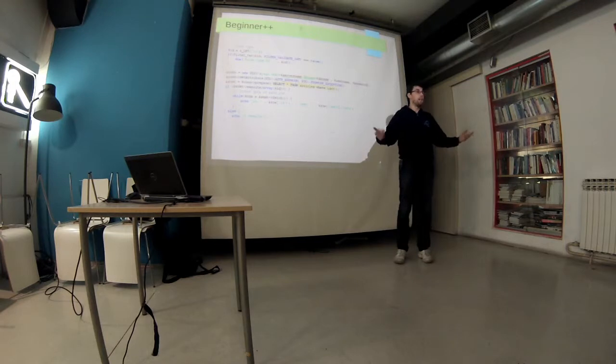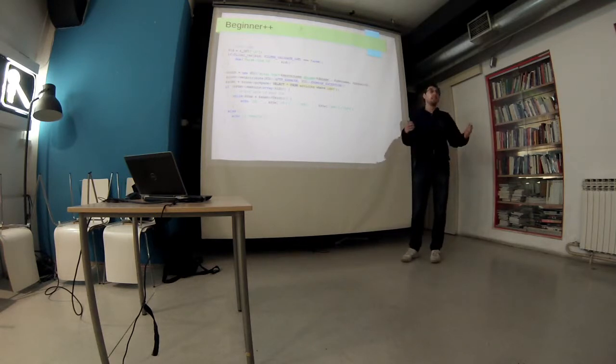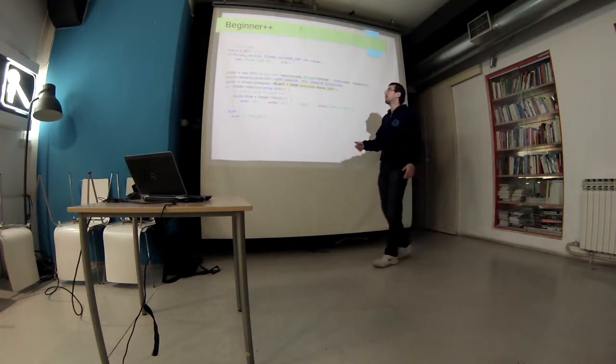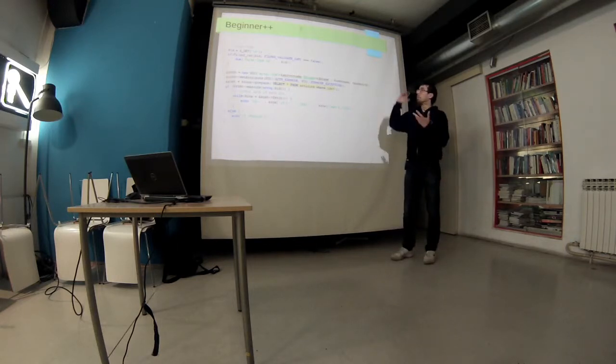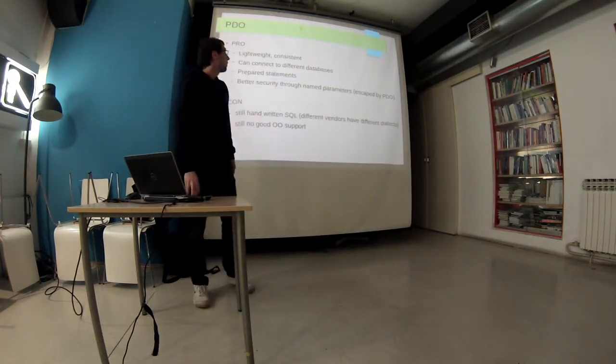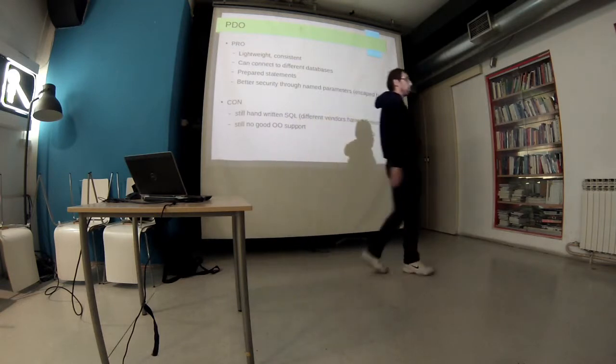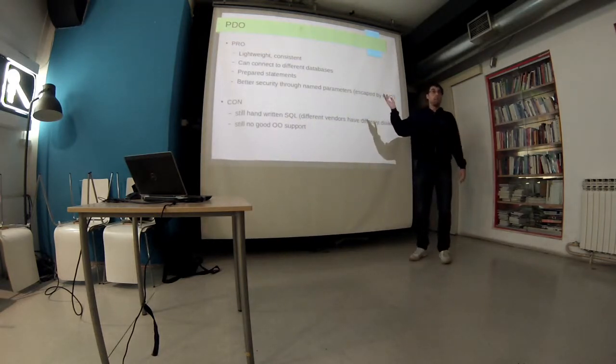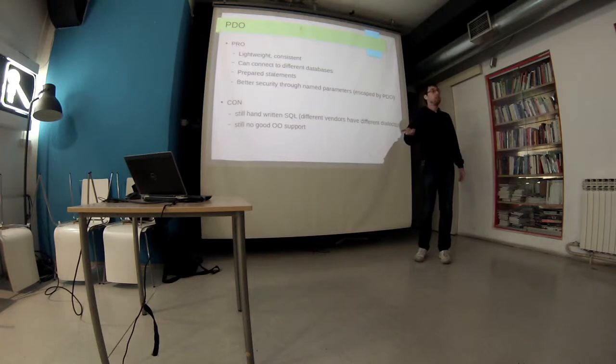It's a much nicer way to do the queries, and it had some pros, at least more than the standard native calls. I won't go into code. This is just for those who really want to see it. What are the pros? What are the cons? The pros are that it's lightweight and it's consistent, and you can connect different databases. If you make a normal call using PHP data objects, it doesn't matter which database you're using.